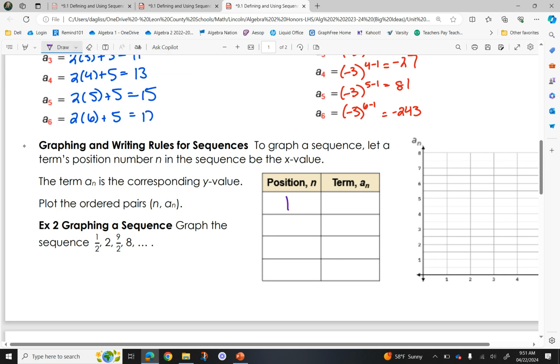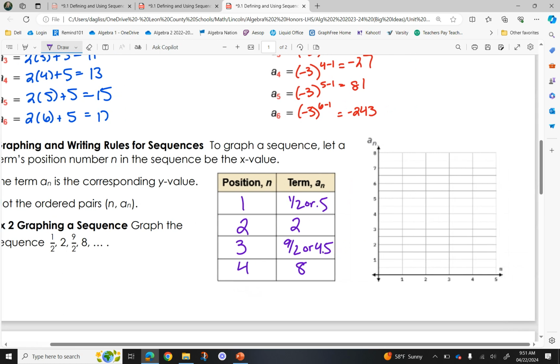So my first term is 1/2. Our second term is 2. Our third term is 9/2, or you can say 4.5 if you would like. And my fourth term is 8. So those are your new coordinates. Okay, so (1, 1/2), (2, 2), (3, 4.5), and (4, 8).